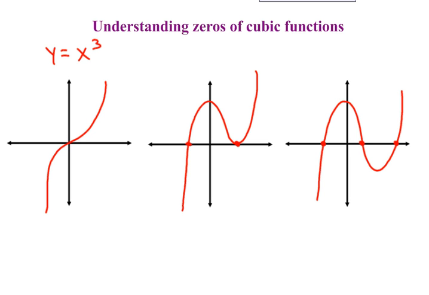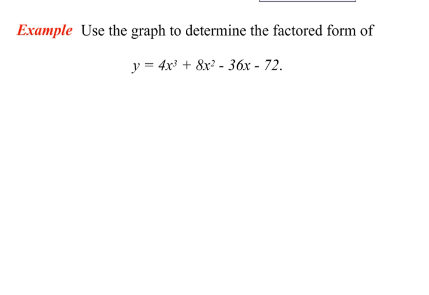Now, factoring a cubic is not an easy thing to do. It's not like a quadratic. With a quadratic, we could factor it, we could apply the quadratic formula, or we could look at the graph. Cubic functions are much more difficult. There are various ways to go about factoring a cubic, and we'll talk about some more of them. But for today, the first method that we're going to talk about is graphing it. So we're going to take this cubic function, 4x cubed plus 8x squared minus 36x minus 72, and we're going to graph it.